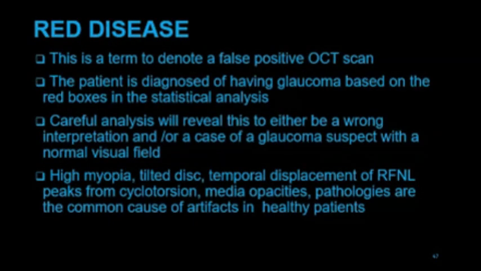Now, there's what we call red disease in OCT. Red disease is a term used to denote a false positive OCT scan. In this case, a patient is diagnosed as having glaucoma based on the red boxes in the statistical analysis. Careful analysis will reveal this to be either a wrong interpretation or a case of a glaucoma suspect with a normal visual field. Causes include high myopia, tilted disc, and temporal displacement of RNFL peaks from cyclotorsion.